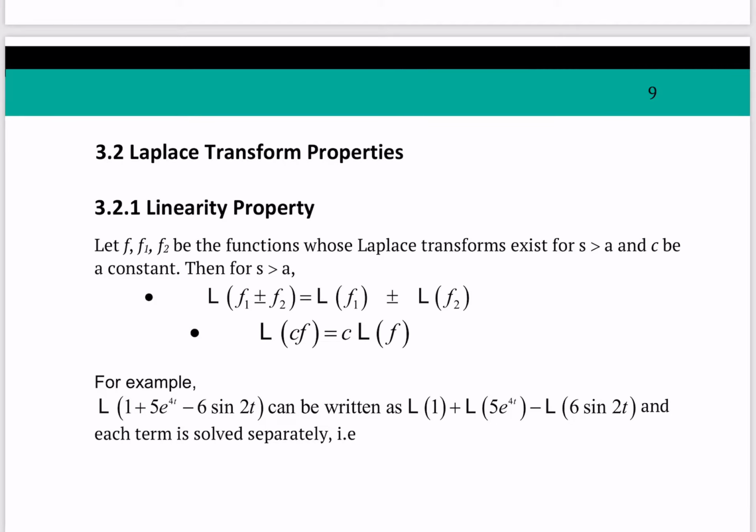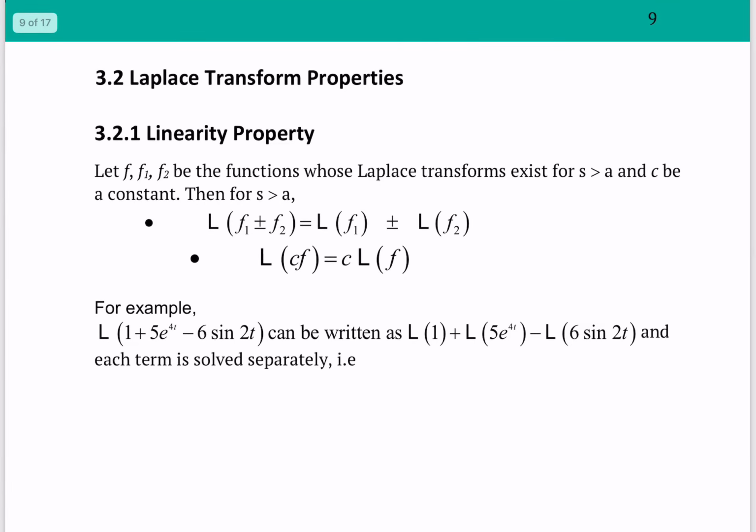Previously, we already discussed the definition of the Laplace transform. So now we will take a look at the properties of the Laplace transform. We start with the linearity property. So if I have three functions, let's say f, f1 and f2, and for these three functions, the Laplace transform exists for s greater than a, and let c be a constant.